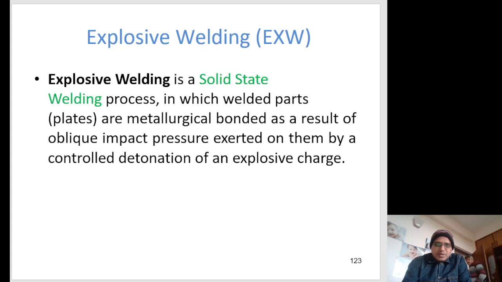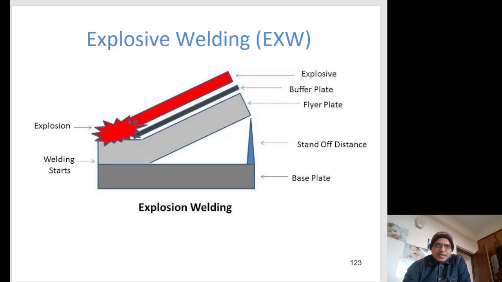Hello friends, today I'm going to discuss explosive welding. So what is explosive welding? Explosive welding is a solid state welding process in which the metals are joined together by means of a metallurgical bond. In this process, we have to use an explosive material as a source of energy. We can better understand the explosive welding mechanism with the help of this diagram.